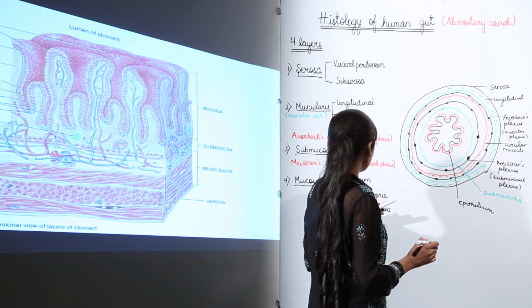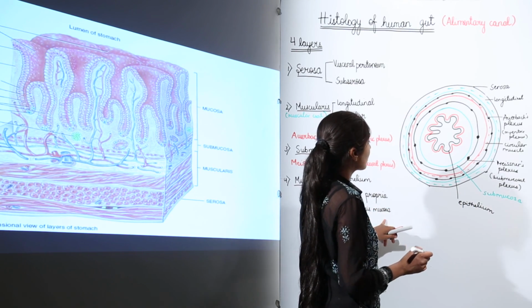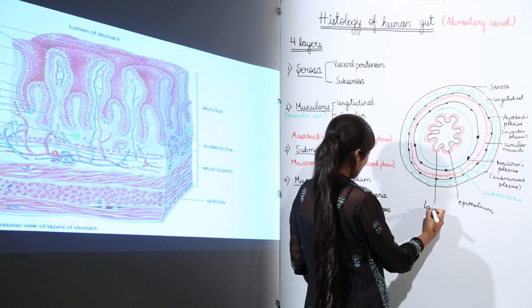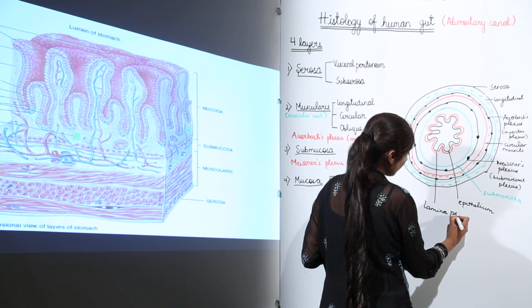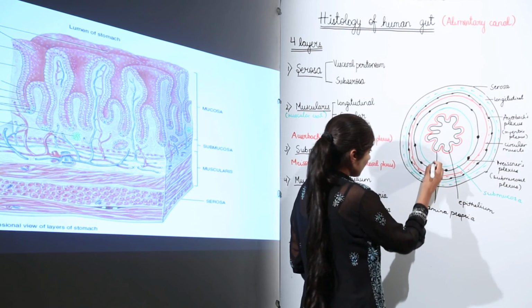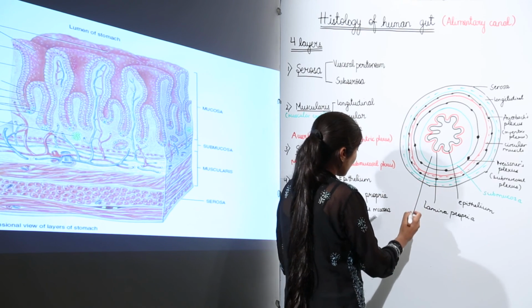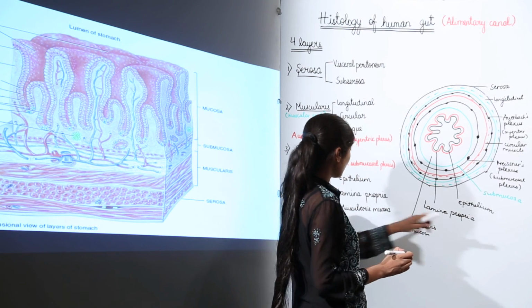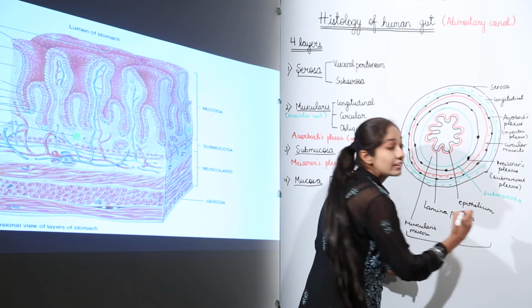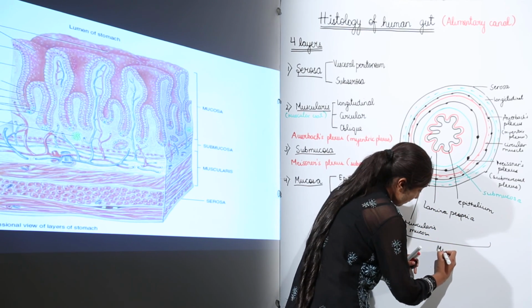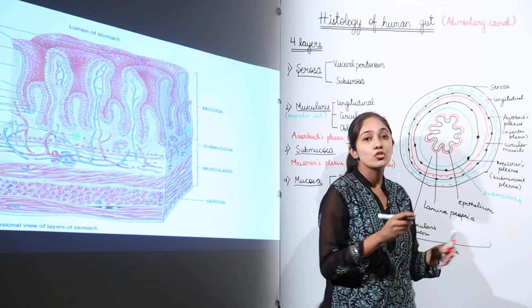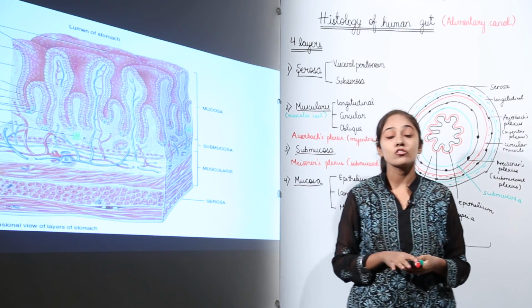Then we have the lamina propria and the muscularis mucosa. We have another layer that is known as lamina propria, and outwards to this we have the muscularis mucosa. Muscularis mucosa, and these are actually the regions of what? They are the regions of mucosa. So this is how you are going to draw the TS of human gut, that is a transverse section of human gut.